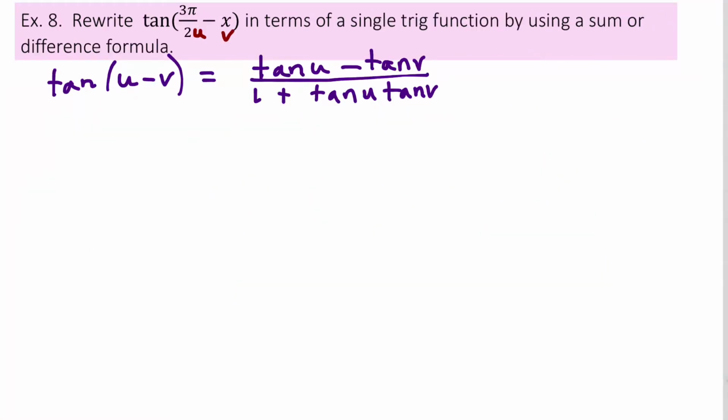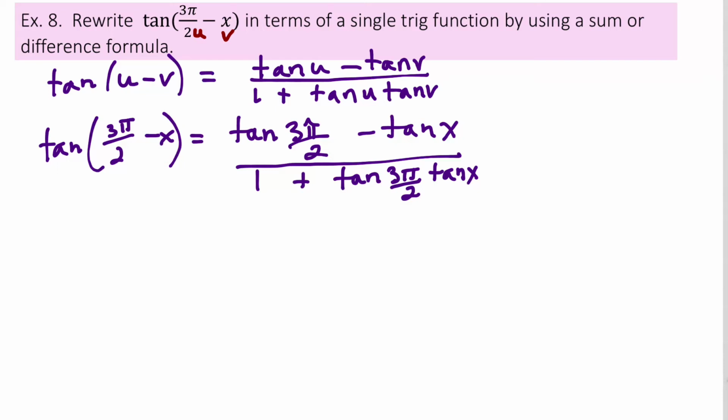So example 8 says, rewrite the tangent of 3 pi over 2 minus x in terms of a single trig function by using a sum or difference formula. So from my formula sheet, I wrote down my tan with a minus formula. So u is going to be 3 pi over 2, and x is going to be v.